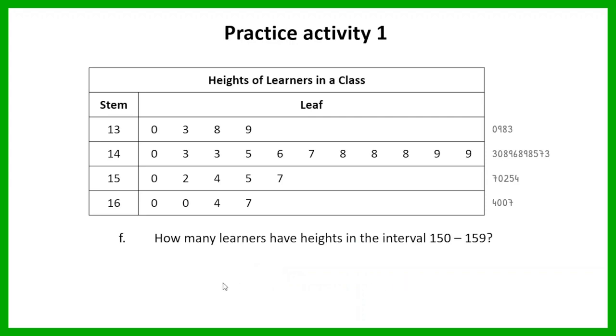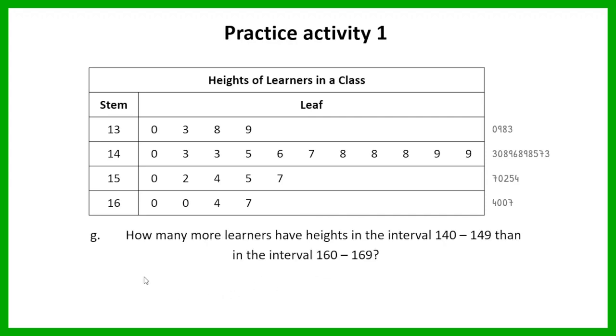Question F, how many learners have heights in the interval 150 to 159? So now we're looking over here. This is the interval 150 to 159. So how many learners are there? There's 1, 2, 3, 4, 5 in that interval. So there are 5 learners.